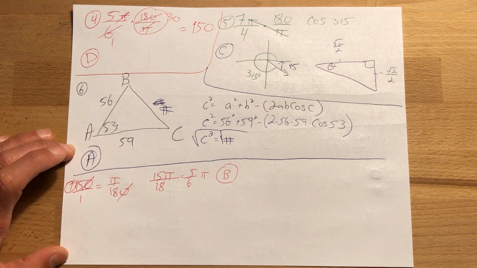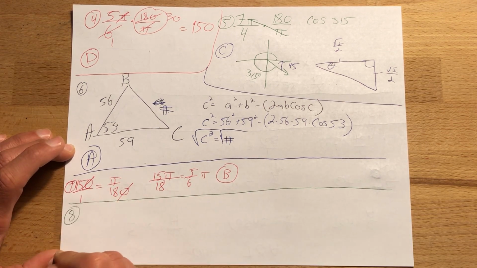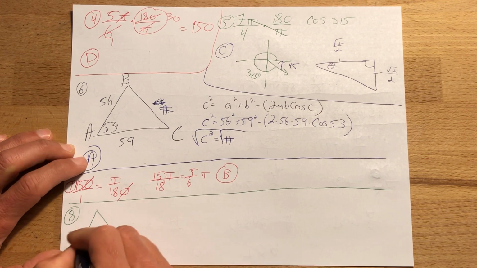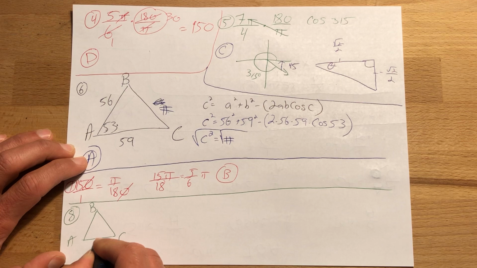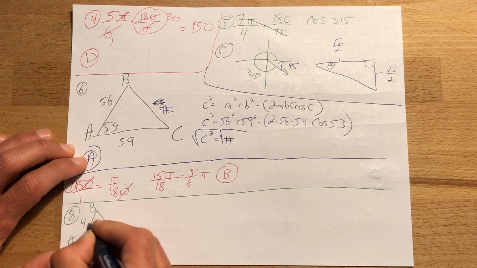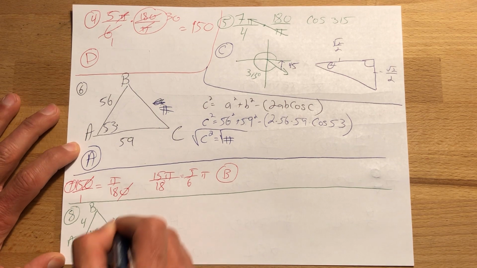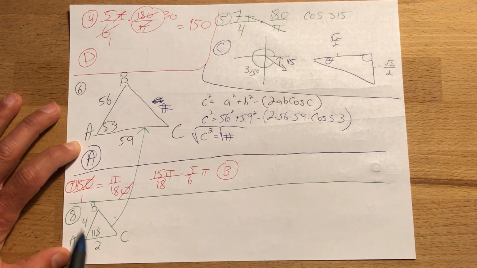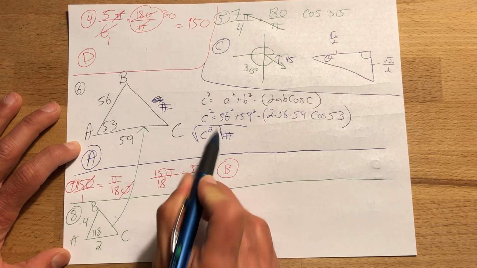All right, number 8 is another triangle question. So I'm going to draw this triangle A, B, C, with side B of 2, side C is 4, and angle A is 118. And it wants me to find this side, which is the exact same way as I did this. 4 squared plus 2 squared minus 2 times 4 times 2 times cosine of 118, and then square root your answer.